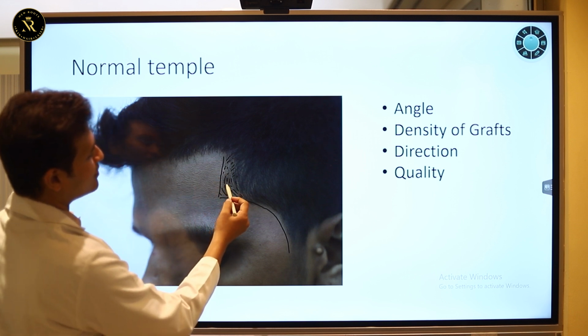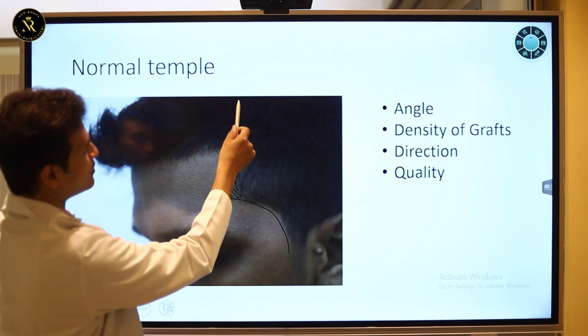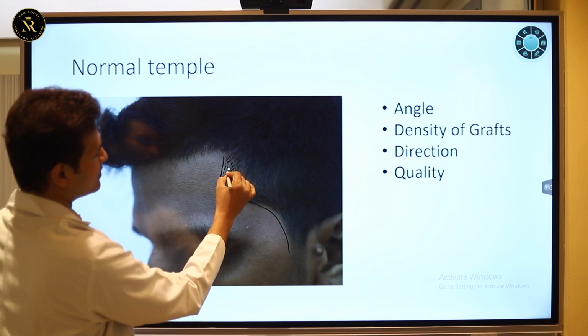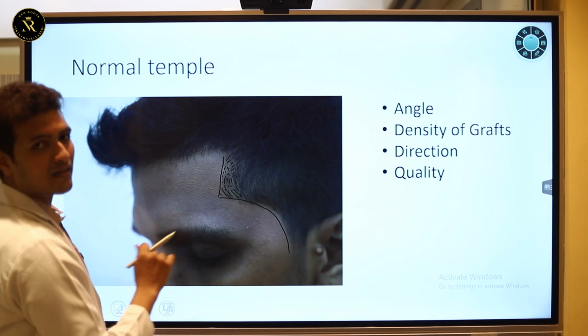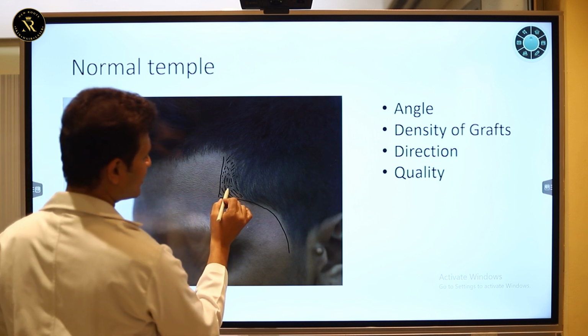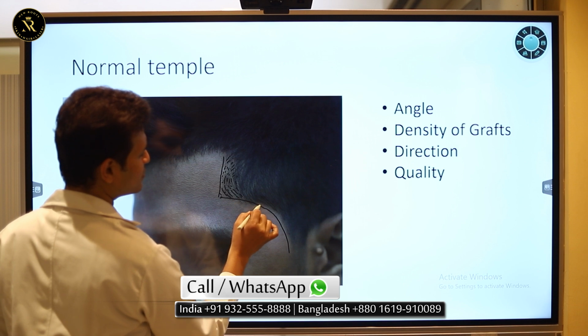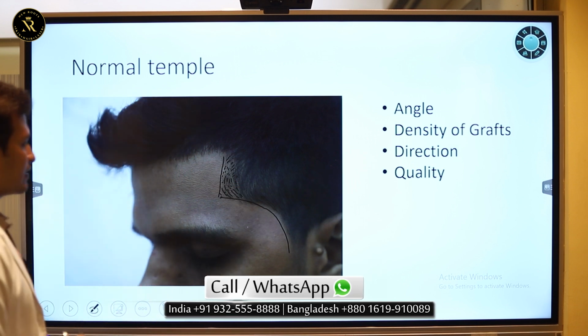Looking at the density, it is actually less density compared to this scalp hair. They are placed slightly far away and all the hairs are of single hairs. There are not many double and triple hair grafts here. So these should be noted while we restore the temple.